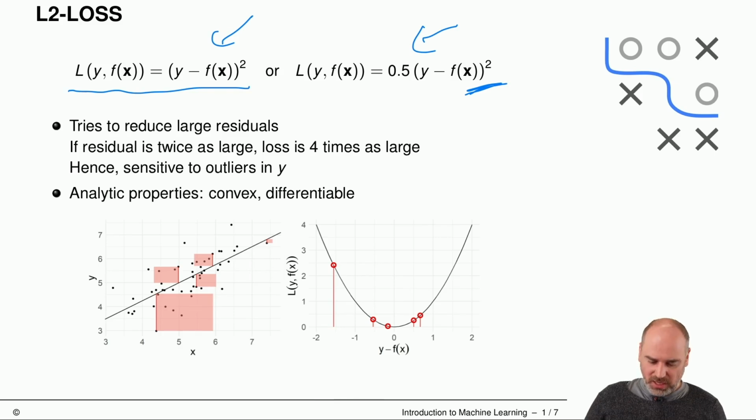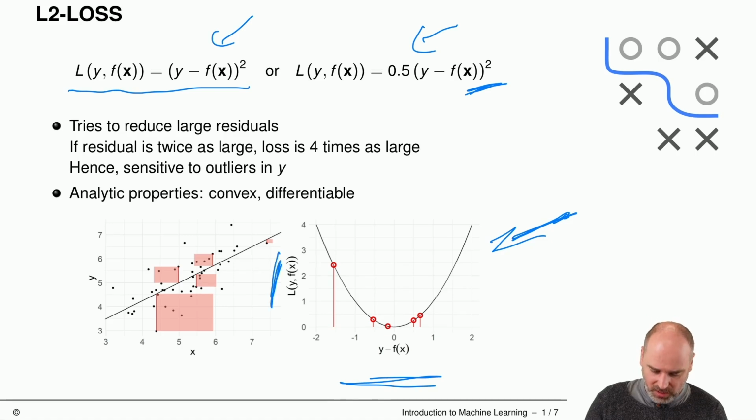Maybe we should actually look at the visualization first. So this is not very difficult. Here I'm just going to put the residual on the x-axis. I'm going to put the loss, the L, on the y-axis. And now I'm just going to plot things. And as you can see, this is a quadratic function. So not that much more to say about this. You have seen the shape before.